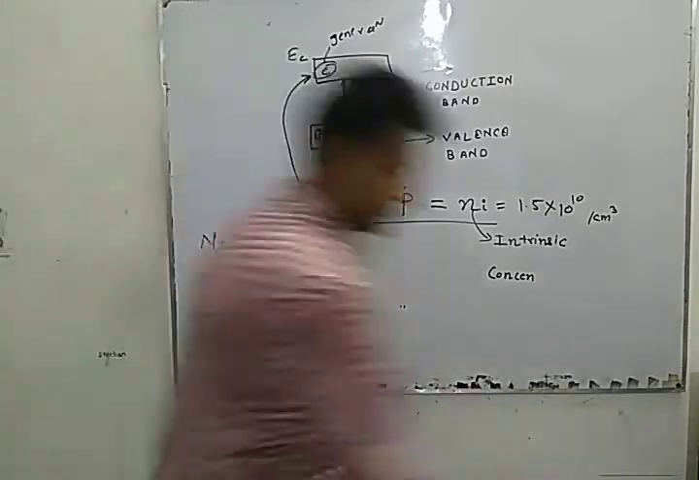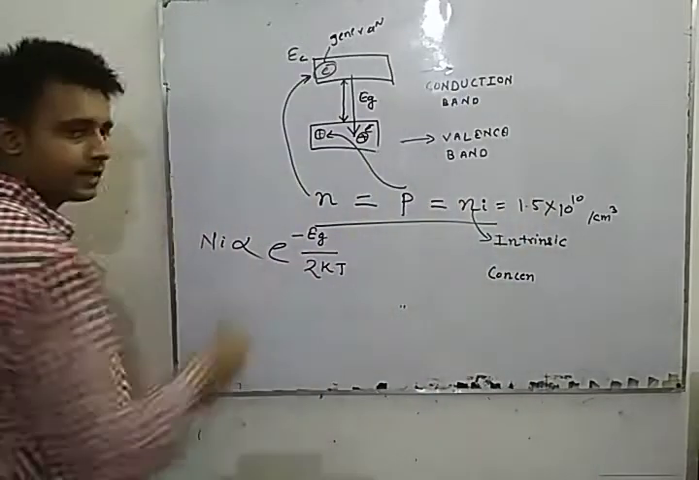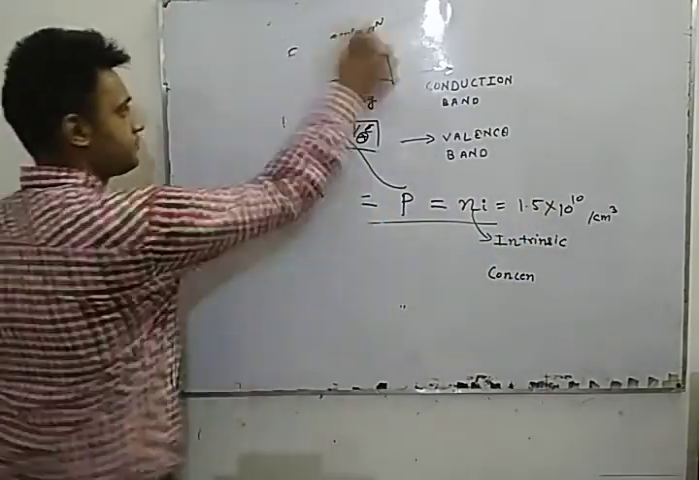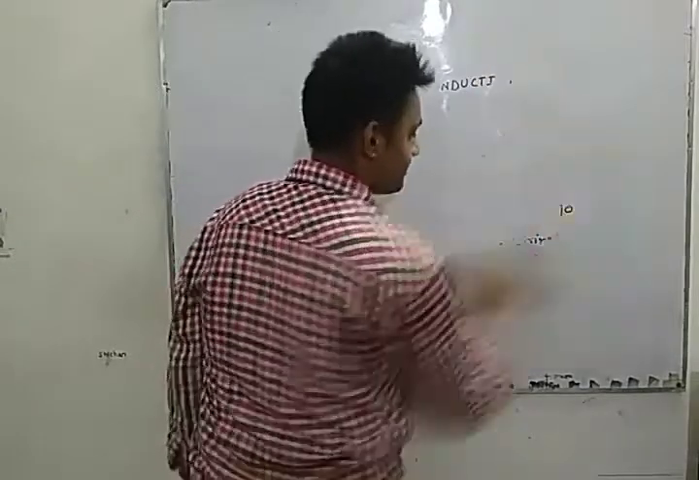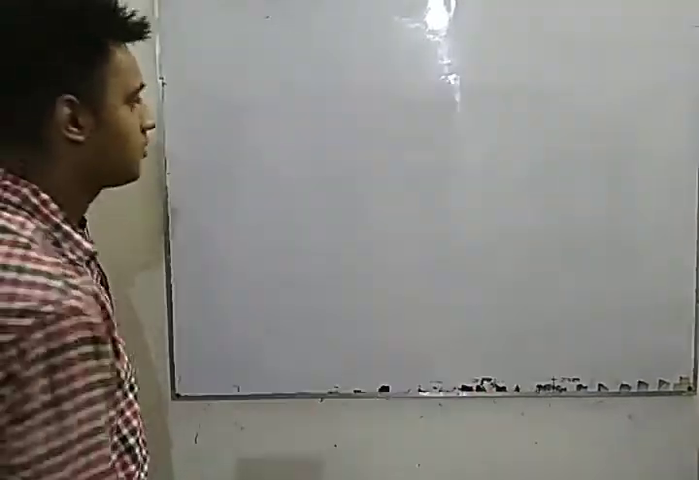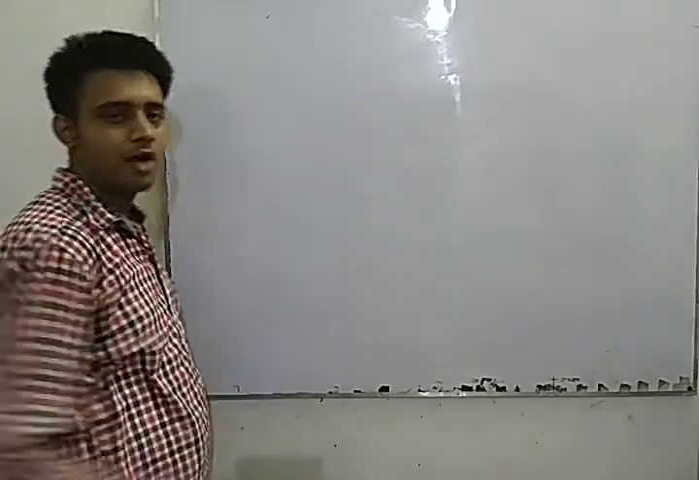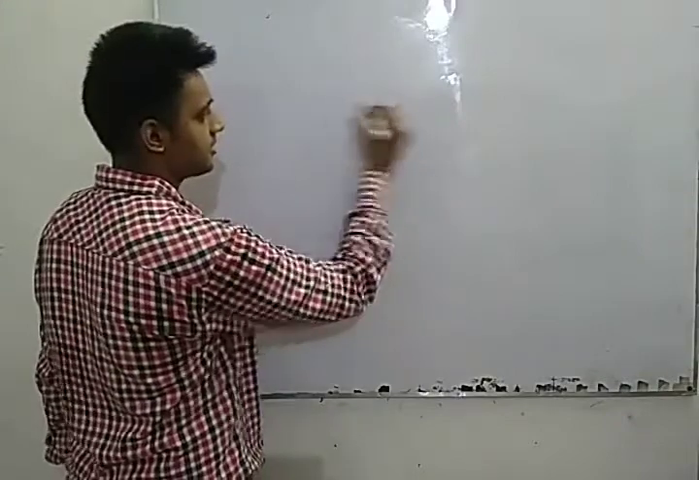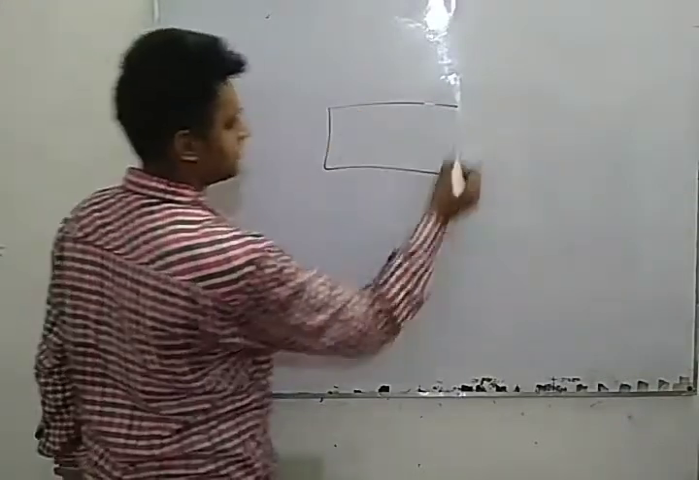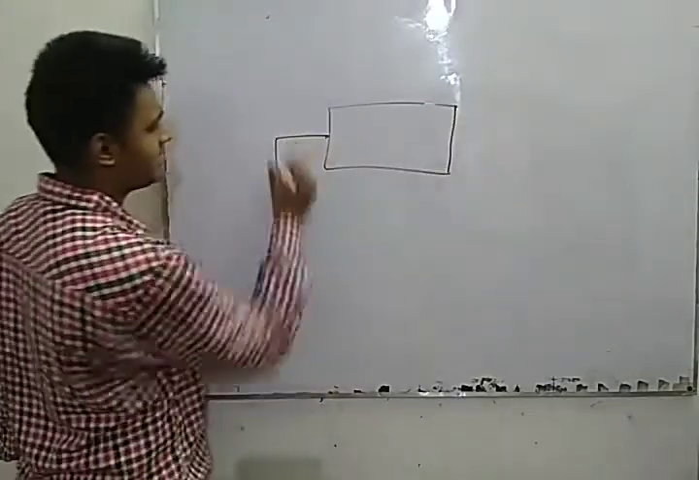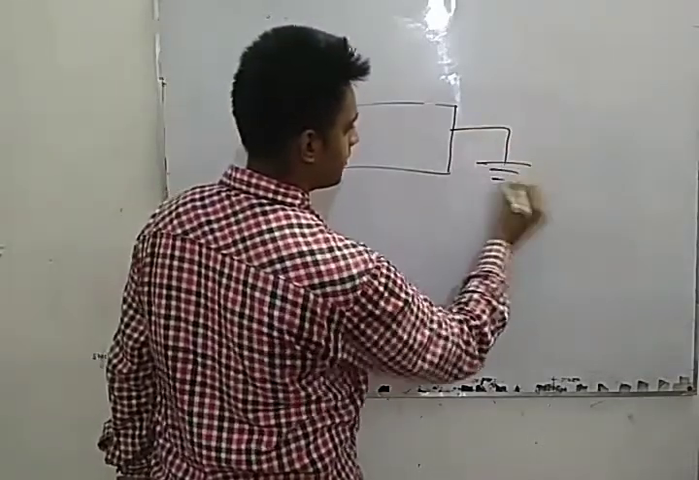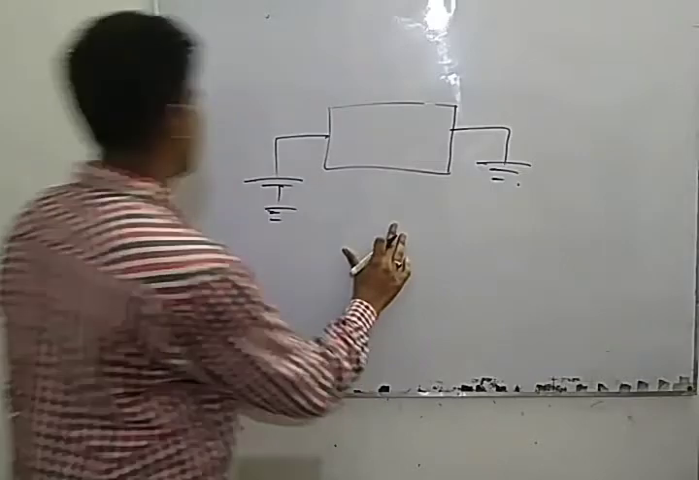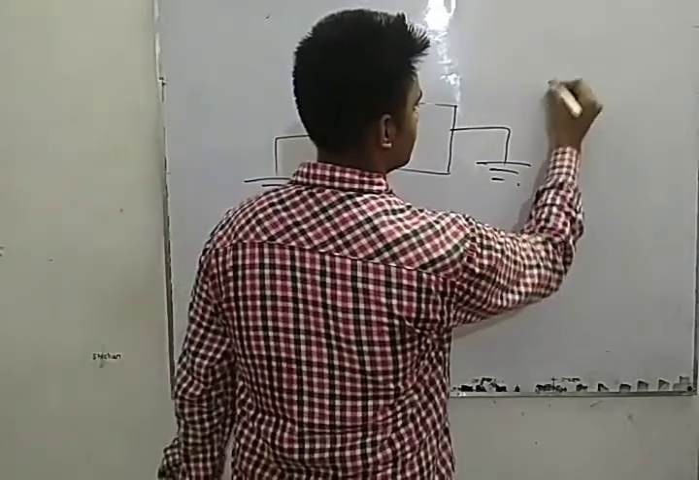Now go to the second page. Ideal semiconductor. Now we will study the ideal semiconductor. An ideal semiconductor just behaves like a resistor. That is, the ideal semiconductor is one whose IV characteristic is just linear.